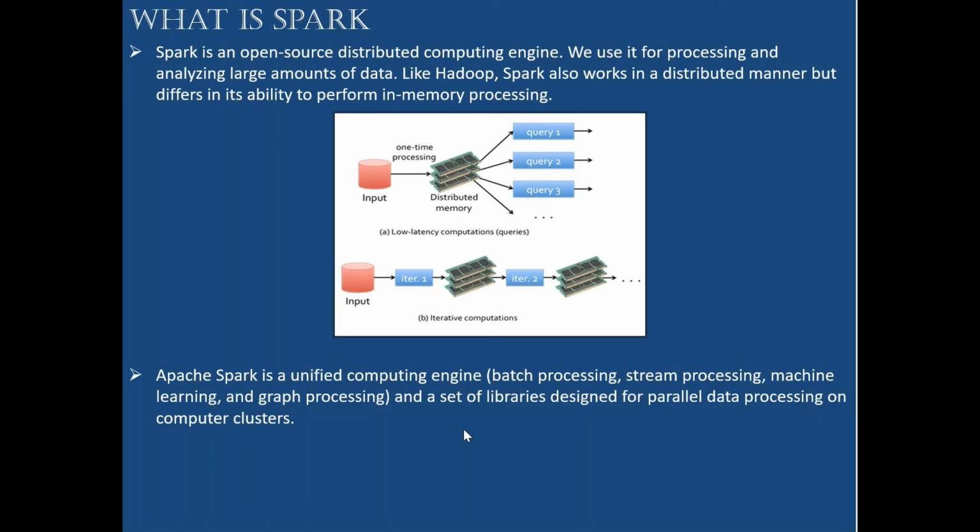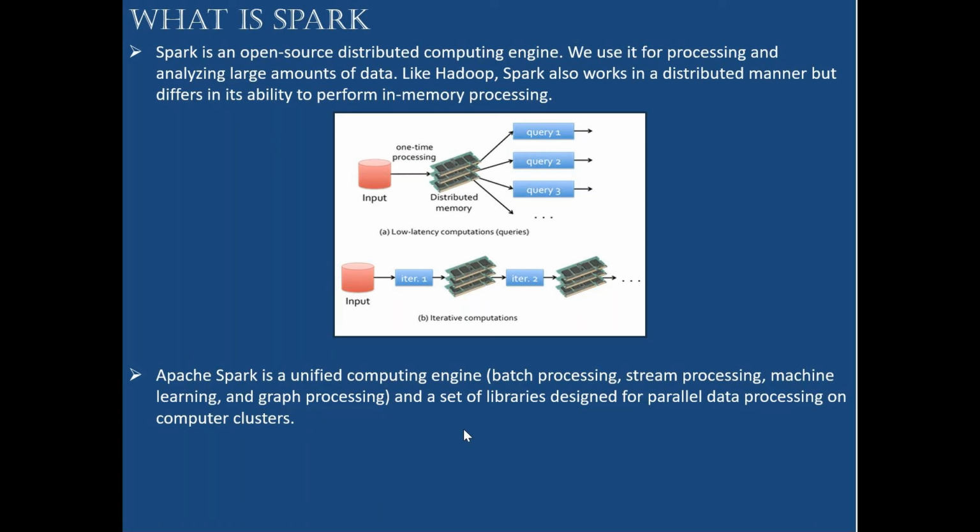Machine learning, so you can use machine learning libraries to do prediction analysis. Graph processing, so you can analyze graphs, the weather graphs or whatever graphs you have, you are able to analyze graph objects. That's why you can do everything with a single engine. That's why Spark is called a unified computing engine.